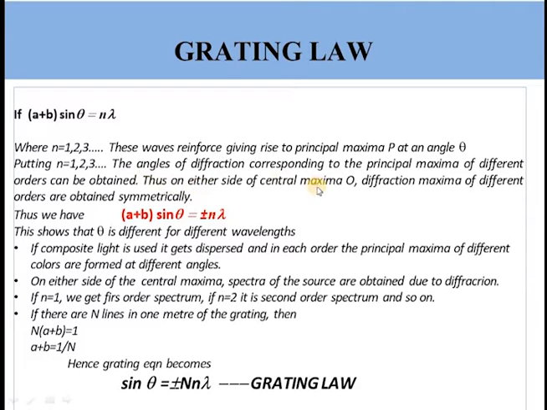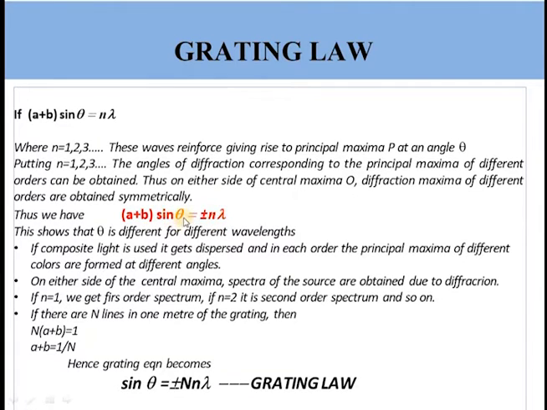And what happens is that on either side of the central maxima, which is obtained at the point O, diffraction principal maxima of different orders can be obtained symmetrically. That means I can put plus or minus. Down means it is minus. Up of the central maxima means it is plus. So we have the equation (A plus B) sine theta is equal to plus or minus n lambda.